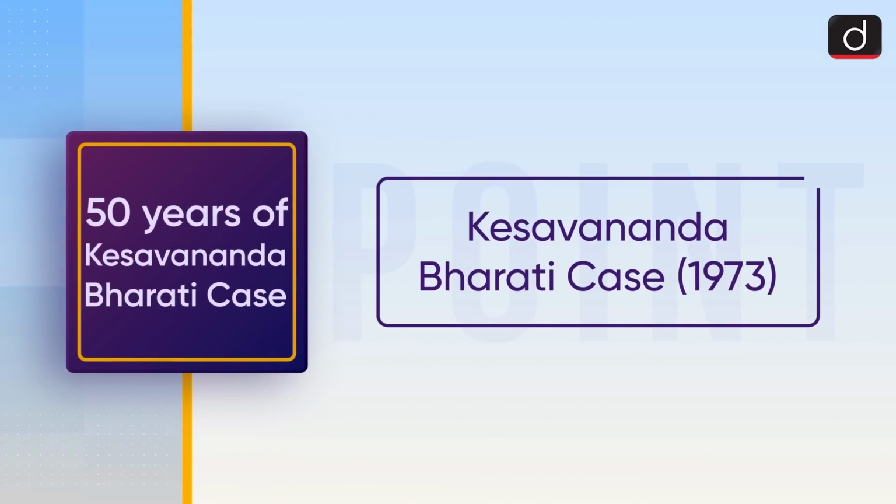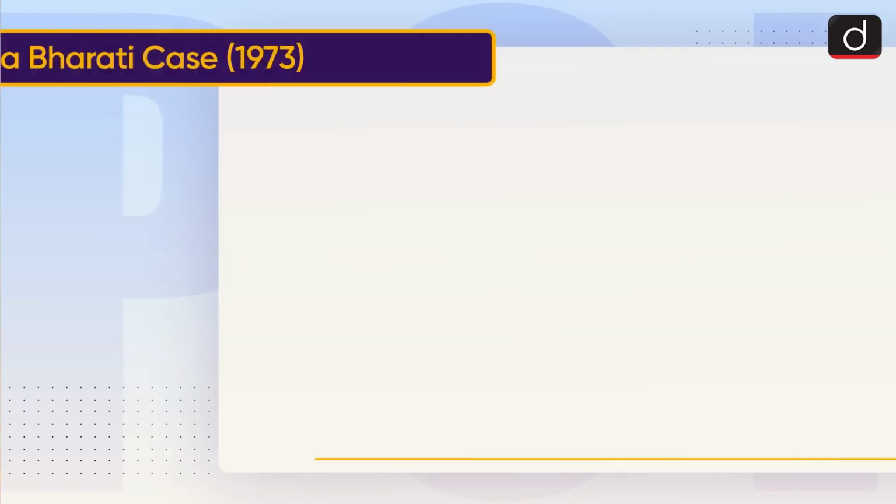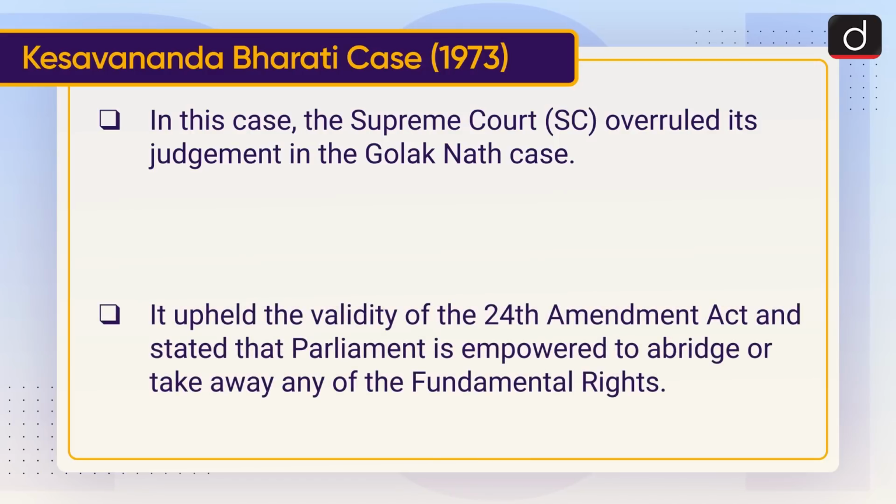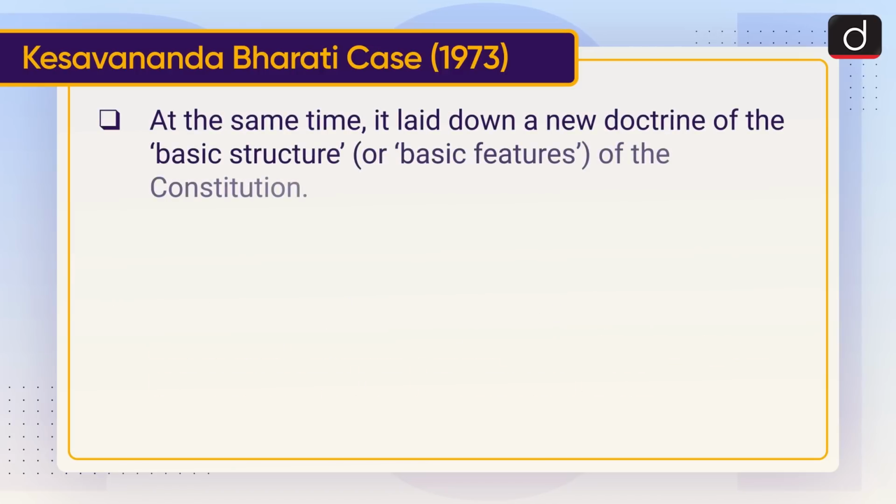Now let's discuss about Kesavananda Bharati Case 1973. In this case, the Supreme Court overruled its judgment in the Golaknath case. It upheld the validity of the 24th Amendment Act and stated that Parliament is empowered to abridge or take away any of the fundamental rights. At the same time, it laid down a new doctrine of the basic structure or basic features of the Constitution.